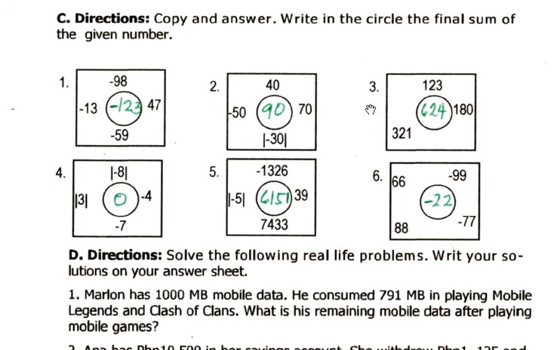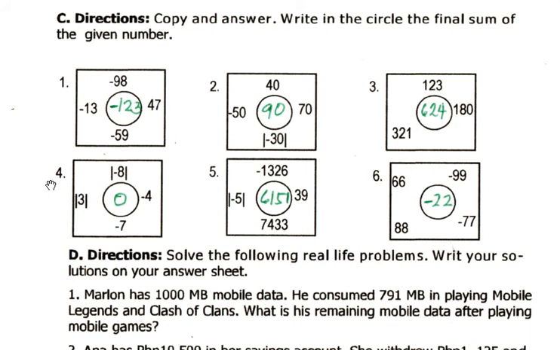For number 3, we have 123 plus 321, that is 444, plus 180. So we have a total of 624. This is pretty easy because all the numbers are positive. We just have to add the 3 numbers.